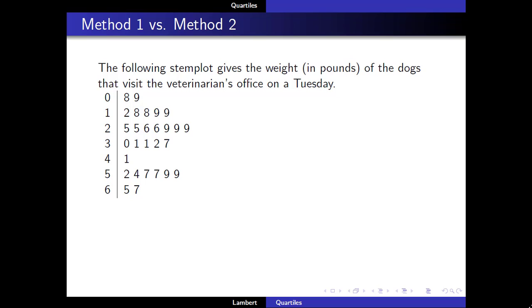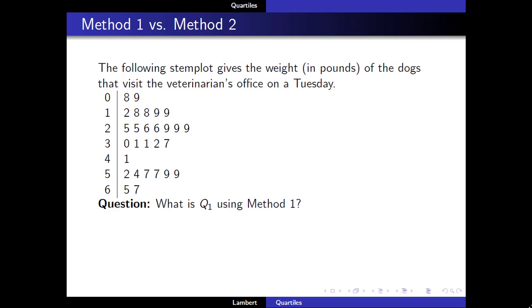Now, the following stem plot gives the weight in pounds of dogs that visit the veterinarian's office on a Tuesday. Notice your first entry here, with 0 being the first stem and the leaf being 8. The 8 represents 8 pounds, and 9 pounds in that first row. In the second row, you have 12 pounds, 18 pounds, 18 pounds, 19 pounds, and 19 pounds.